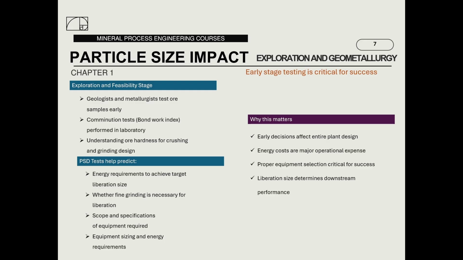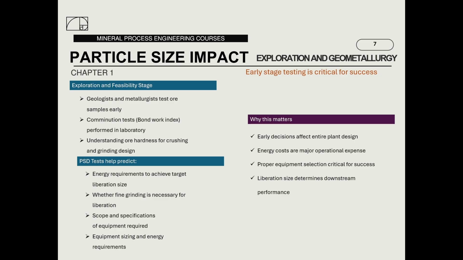Early-stage testing during exploration and feasibility is vital for successful mineral processing plant design. Geologists and metallurgists perform comminution tests to understand ore hardness and predict energy requirements for crushing and grinding. Particle size distribution tests help determine if fine grinding is necessary and guide equipment selection and sizing. These early decisions significantly influence energy costs, equipment efficiency, and overall plant performance, underscoring the strategic importance of particle size in the initial phases.